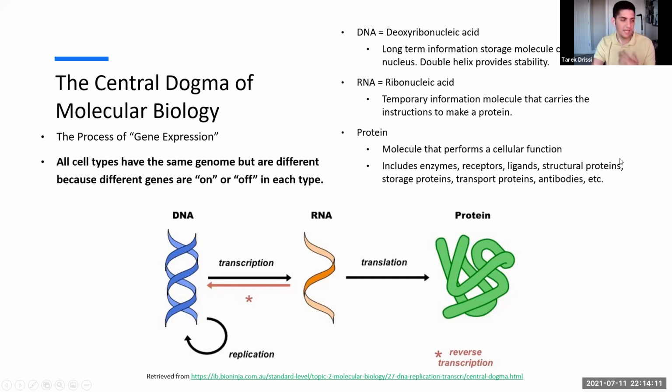Structural proteins, an example is keratin, so maybe your fingernails. Storage proteins are proteins that function to store different molecules. Transport proteins are proteins that bind other proteins or other molecules and move them around the body in the bloodstream or in a cell. And then antibodies are immune proteins.